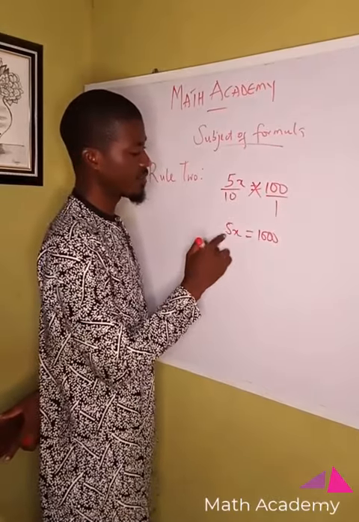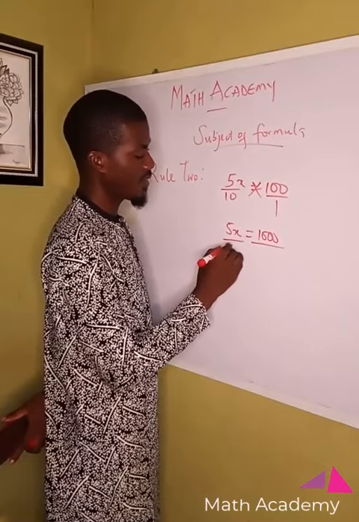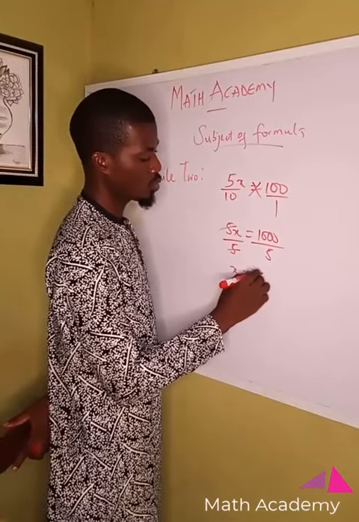So what we do here is now divide both sides by the coefficient of x, which is 5x divided by 5 and this divided by 5. 5 cancels 5. So x equals 200.